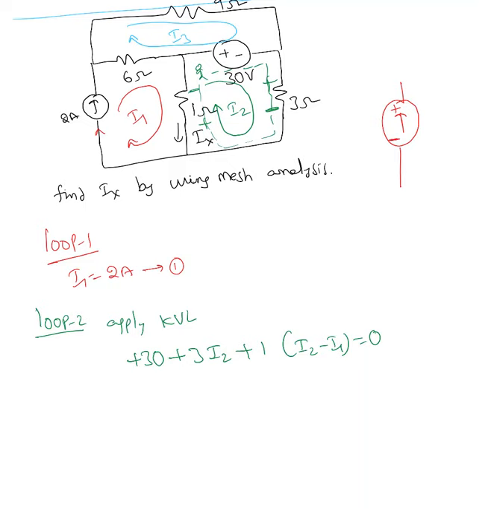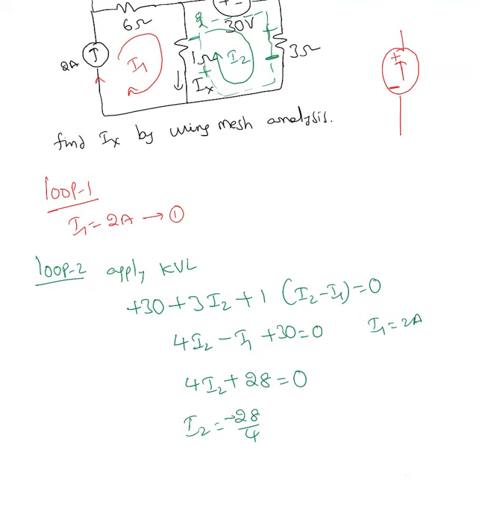So let me simplify this. When I simplify, this value is 4I2 minus I1 plus 30 equal to 0. I know I1 equal to 2 amperes. If I substitute that, 4I2 plus 28 equals 0. So I2 equals minus 28 over 4. So that value is minus 7 ampere.